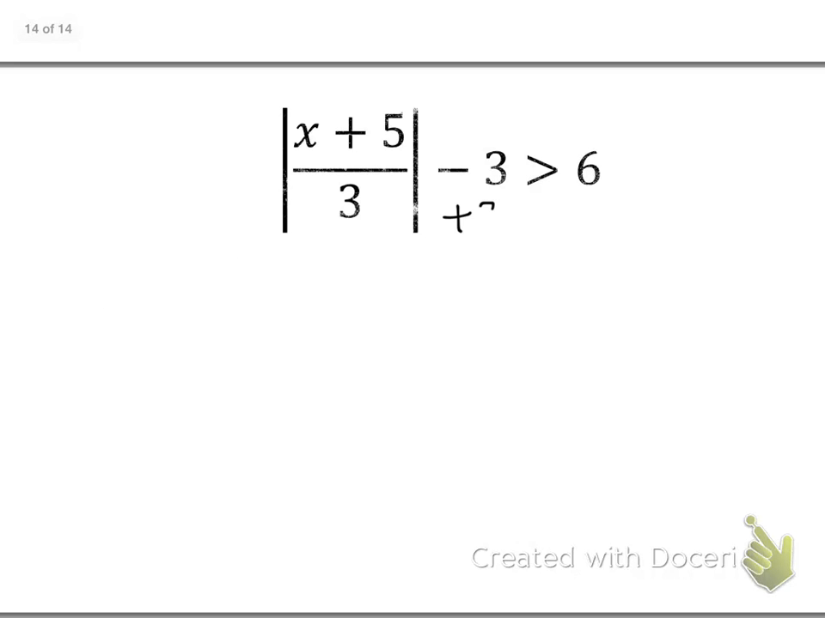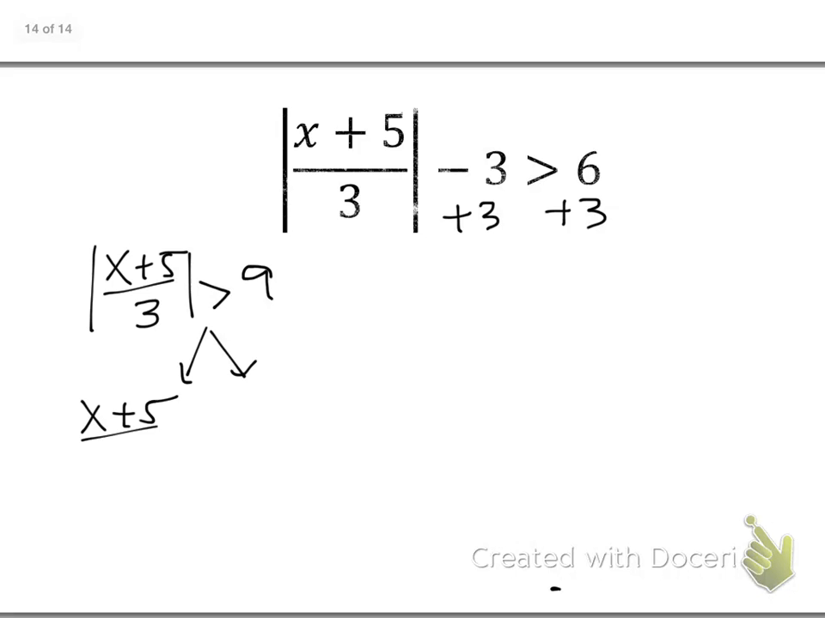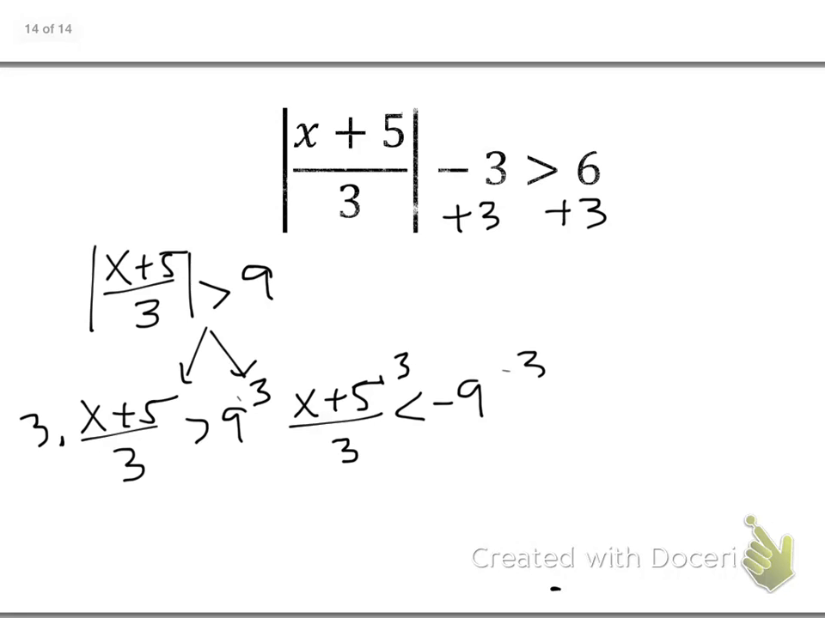Okay, this one we have to add 3 first. So x plus 5 over 3 is greater than 9. We split it. So x plus 5 over 3 is greater than 9. And x plus 5 over 3 is less than negative 9. We have to get rid of the 3 first because the 3 is attached to the x and the 5. So to get rid of it, we need to multiply by 3. So I have x plus 5 is greater than 27. X plus 5 is less than negative 27.